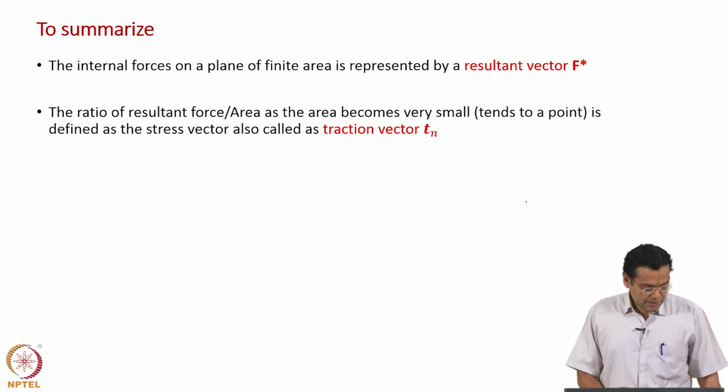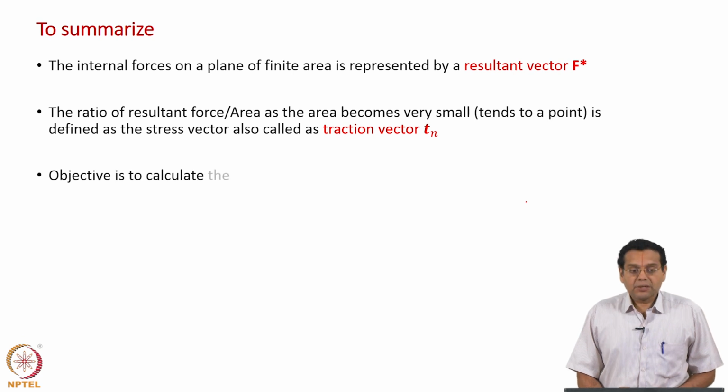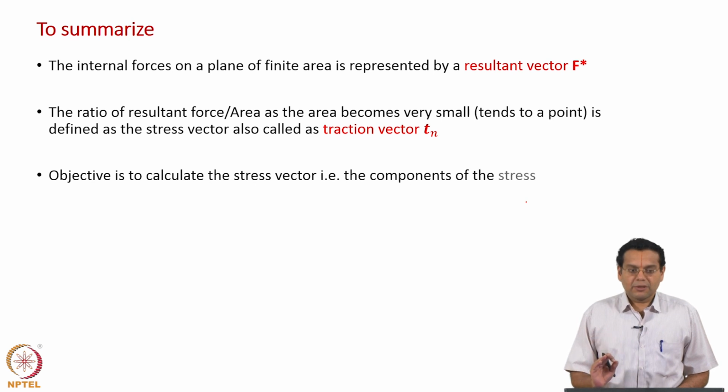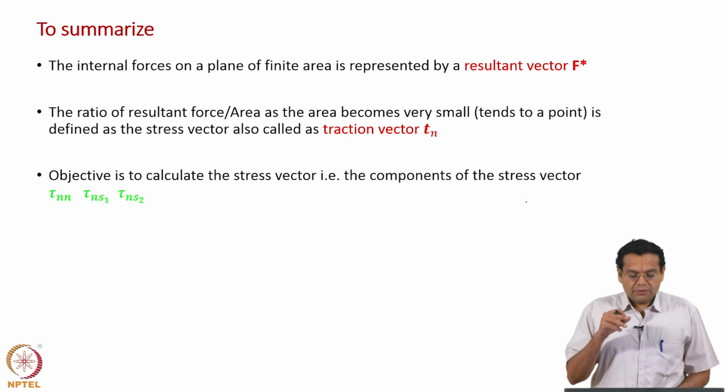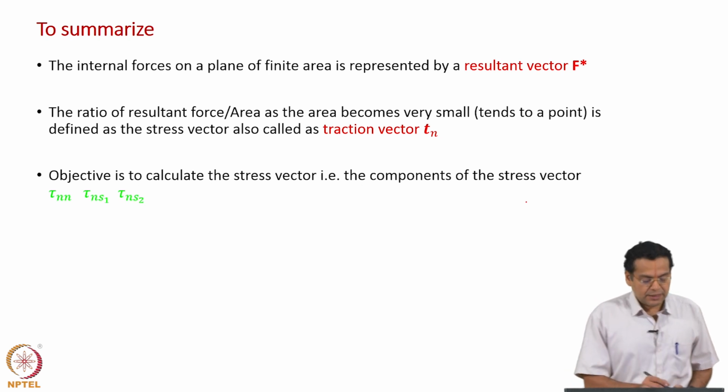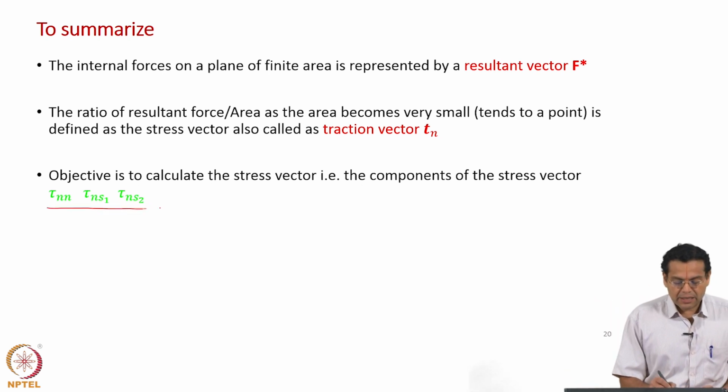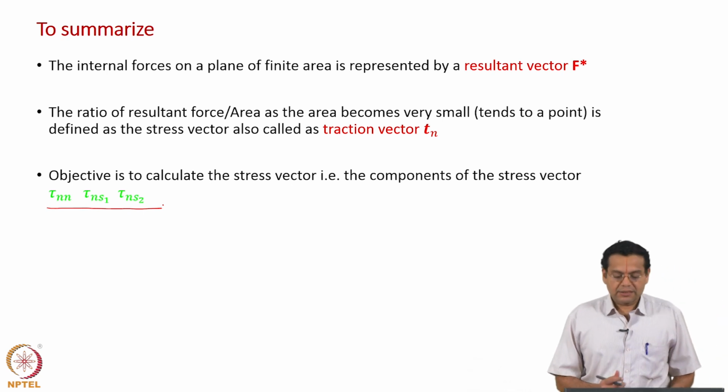Okay. And the objective is to calculate the stress vector. That is our objective. Remember, always only to simplify things we have moved from any plane to the xyz coordinate axes, and then to 3 well defined planes. The objective is to calculate the stress vector, that is, the components of the stress vector: tau nn, tau ns1, tau ns2. Okay, that is the objective.